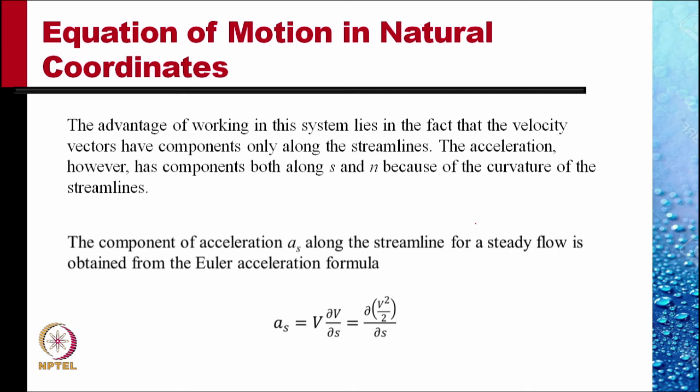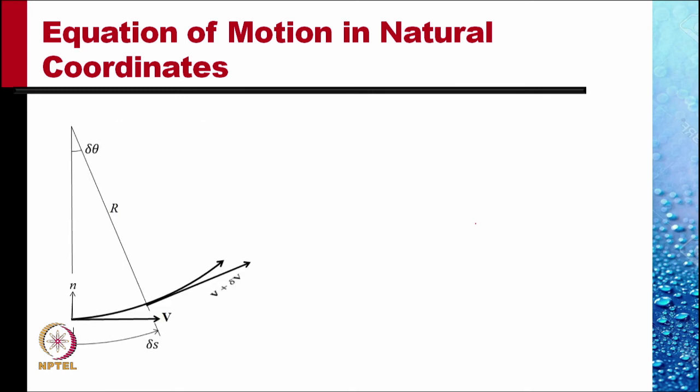The local acceleration is 0 because the flow is steady. So acceleration along the streamwise direction is V dV by dS, which can be written as del of V square by 2 divided by del S. The normal component of acceleration is a little more complicated.